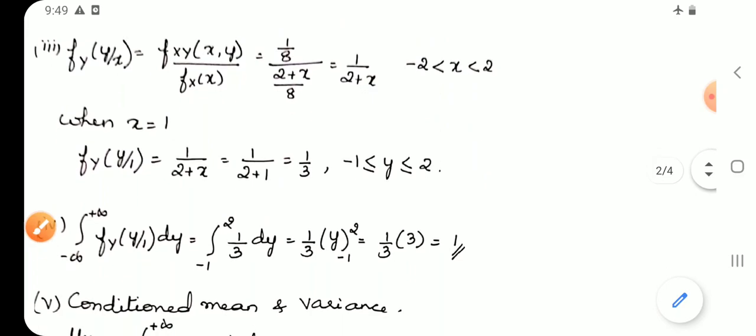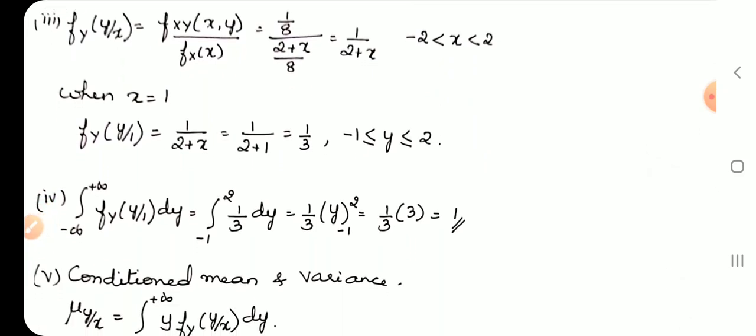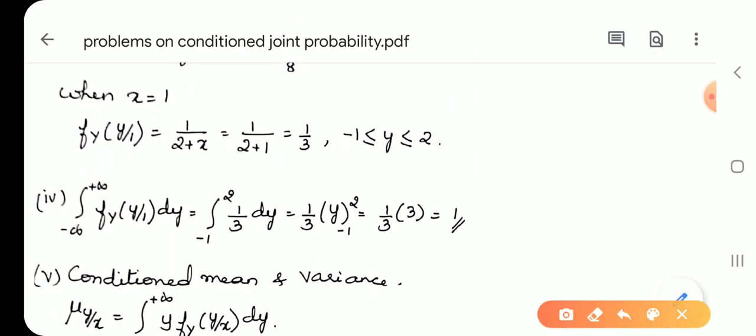Next, in the same way, we will find the PDF of y conditioned on x equal to 1. So the integral from minus infinity to plus infinity of fy of y by 1 dy. The fy of y by 1 is 1 by 3, which we have already obtained. When we integrate, we get y. Apply the limit from minus 1 to 2 and simplify. You get the value as 1.